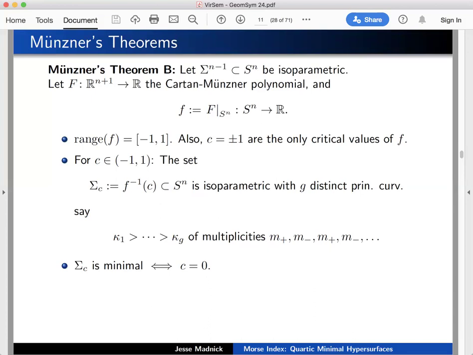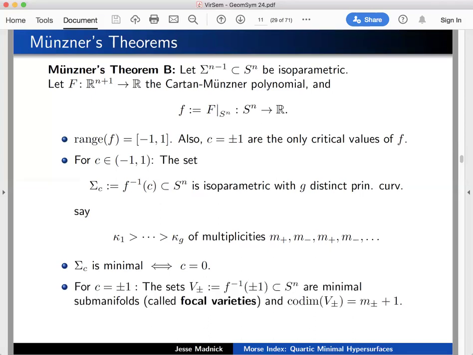Moreover, in this family of isoparametric hypersurfaces, all of which are CMC, it turns out that the only minimal one is the one with C equals 0. Okay, so this is a very nice fact about the level sets when C is between -1 and 1. And so you might ask what happens at C equals 1 or C equals -1. I'm going to denote those level sets by V plus and V minus. Okay, it turns out that those two are minimal submanifolds. Those are called focal varieties. And they are minimal submanifolds of high codimension.